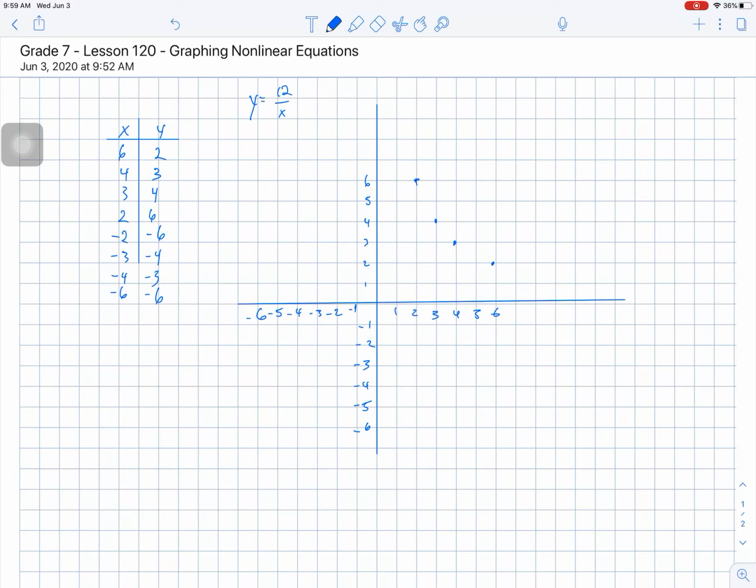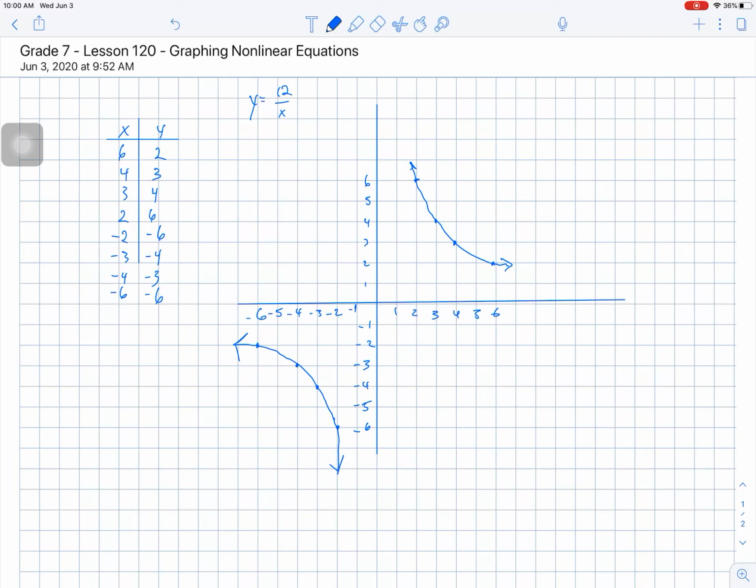So you can see that we're getting a kind of curved line. Of course, that'll keep going that way. And the other one is going to be exactly the opposite: negative 2 and negative 6, negative 3 and negative 4, negative 4 and negative 3, and then negative 6 and negative 2. So you have that exact opposite. You can see they're non-linear, and they're on both sides of the graph there.